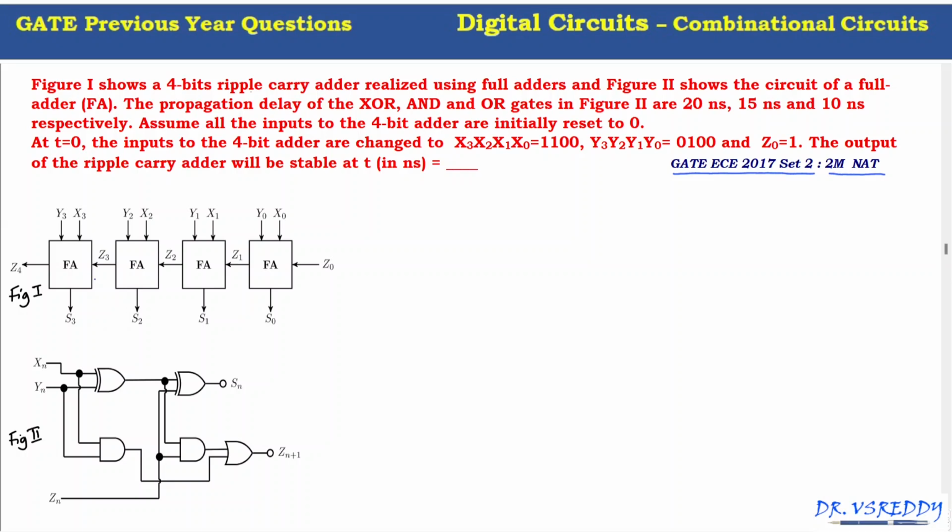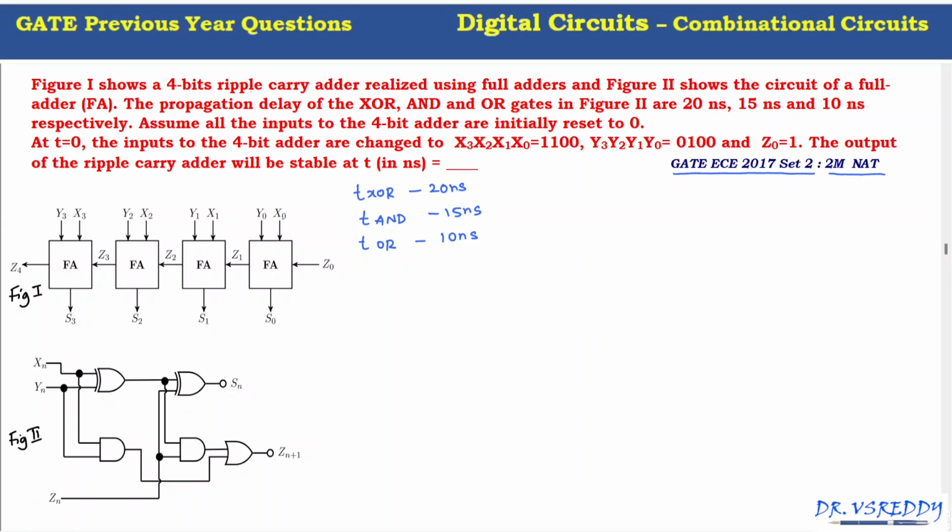Figure 1 shows a 4-bit ripple carry adder realized using full adders, and Figure 2 shows the circuit of a full adder. The propagation delays of the XOR gate, AND gate and OR gate are 20 nanoseconds, 15 nanoseconds and 10 nanoseconds respectively. Assume all the inputs to the 4-bit adder are initially reset to 0.